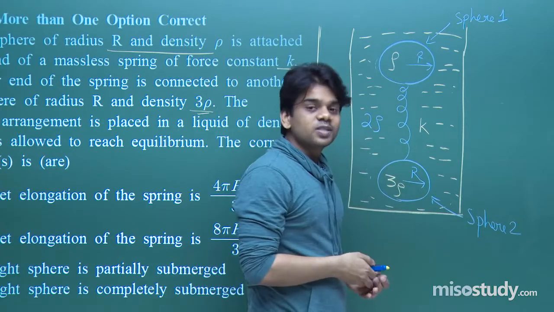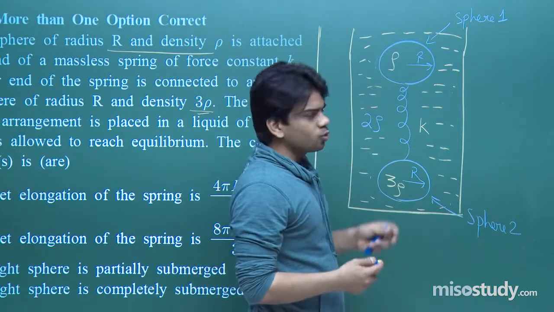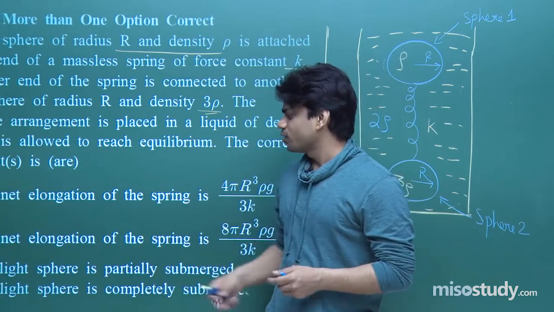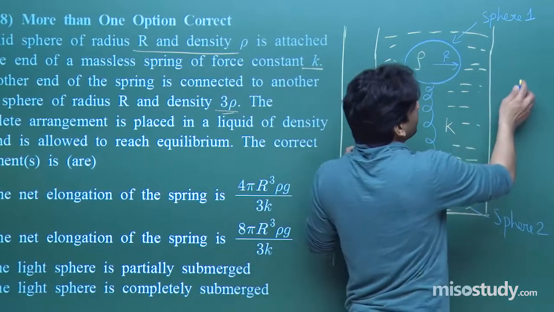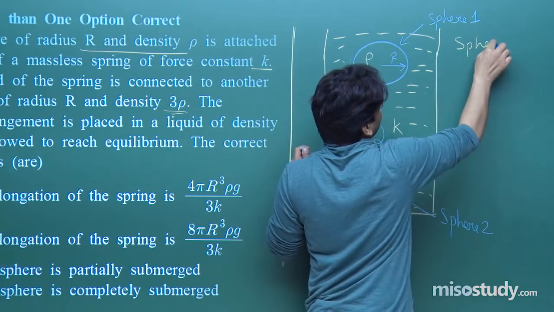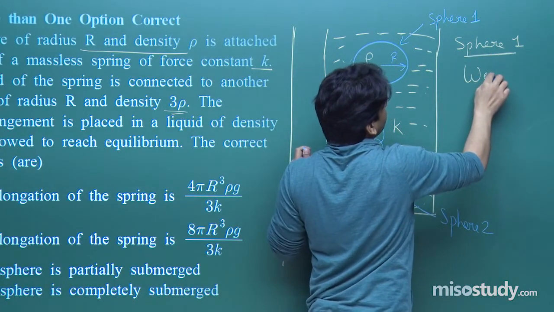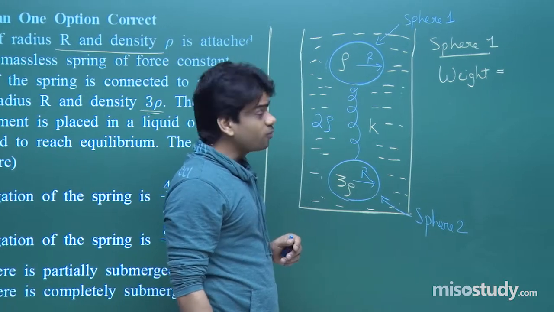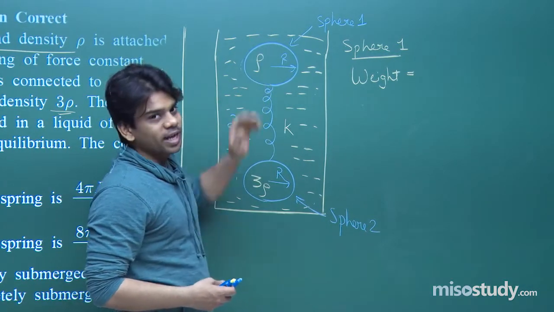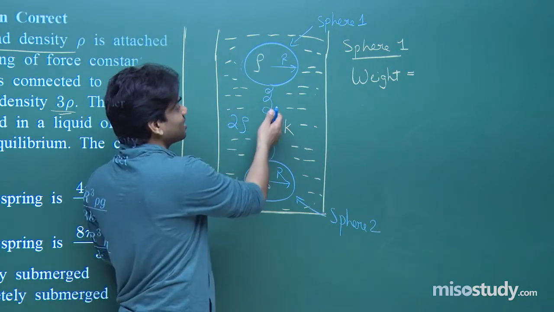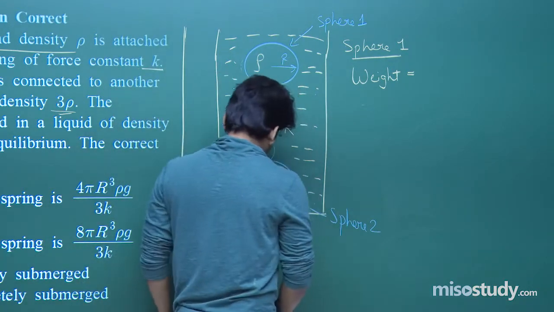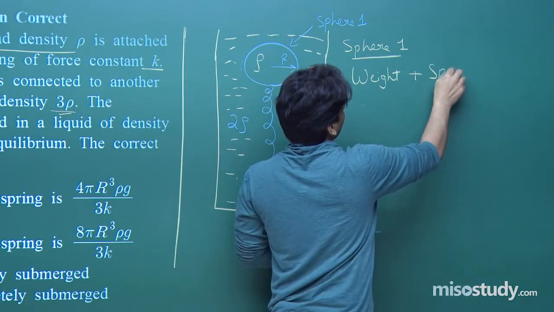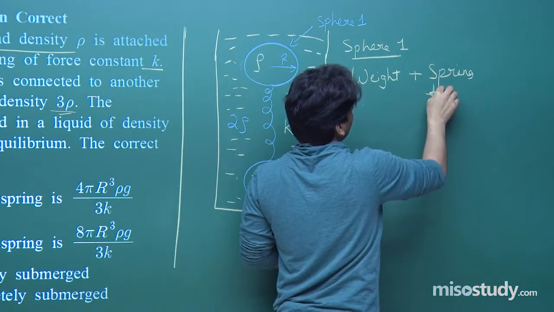If you talk about the upper sphere, the forces acting on it: its weight will be acting downward. Let's say the spring is stretched by a length x, and that is what we have to comment on, the net elongation of the spring. Since both are in equilibrium, the weight of sphere 1, plus the spring force, which will be acting in the downward direction since it's stretched, will be equal to the buoyant force.